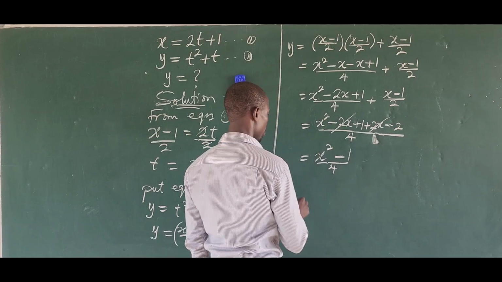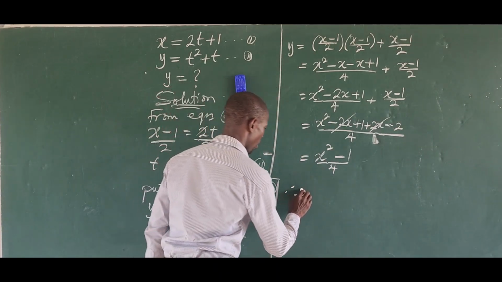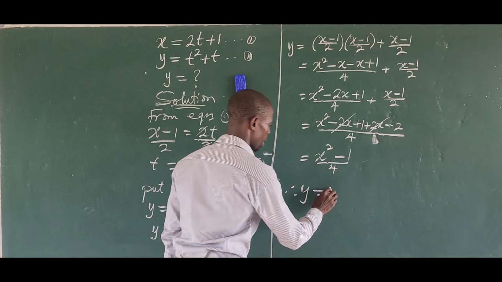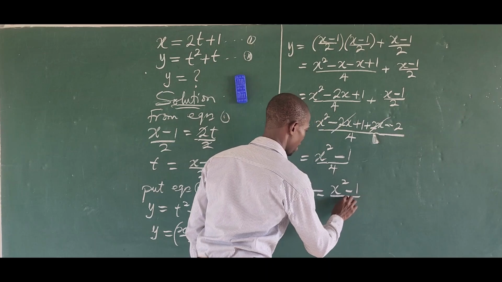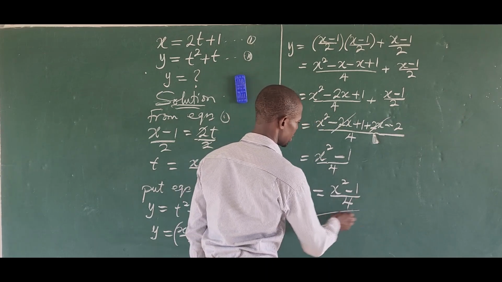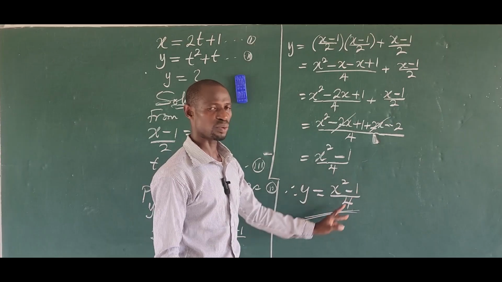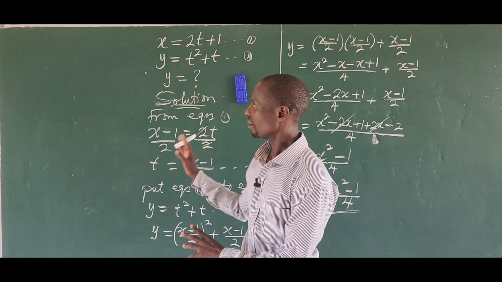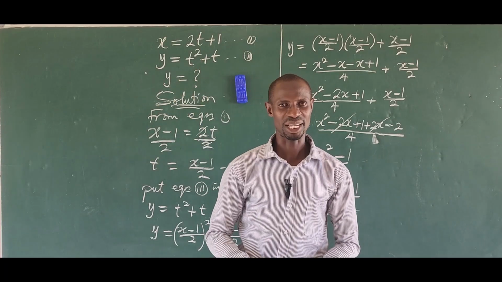So we can conclude by saying that therefore our y, which is what we're asked to look for, is equal to x to the power of 2 minus 1, all over 4. This is the value of y. y is equal to (x squared minus 1) all over 4. We did it based on what we call a parameter, okay? We try to handle this parameter.